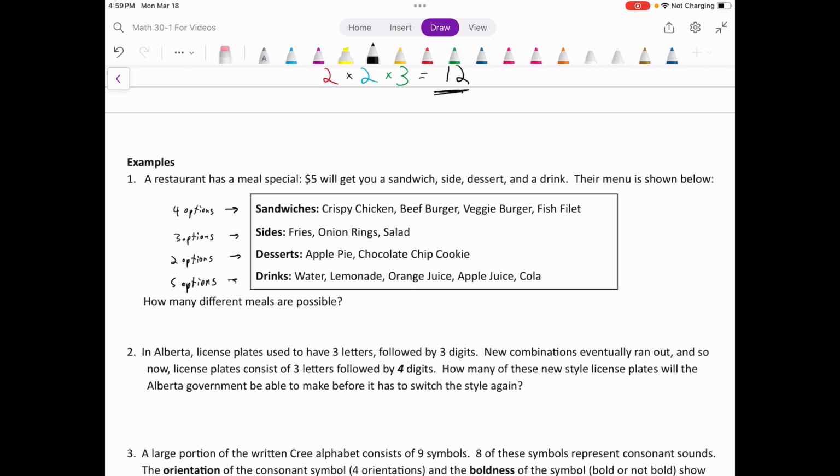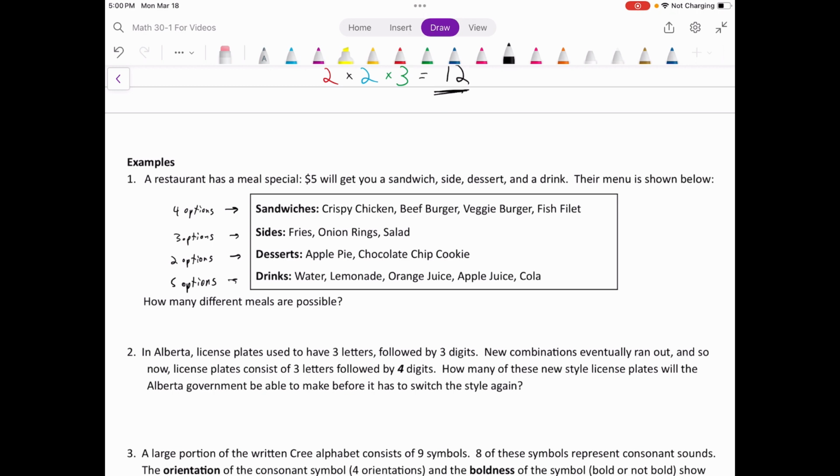Okay, so every single one of those is going to give us a different outcome, right? If we go crispy chicken, fries, apple pie, water, that's a different meal than crispy chicken, fries, apple pie, lemonade, right? Which is different than all of those with orange juice, or all of those with apple juice, or all of those with cola, right?